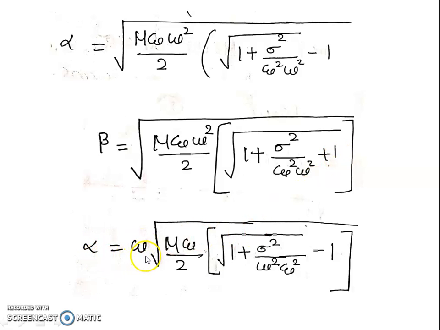Sorry, the value of alpha is equal to omega. Omega square can be taken out of this root, so we get the value of alpha equal to omega into root of mu epsilon divided by 2 into root of 1 plus sigma square divided by omega square epsilon square minus 1.